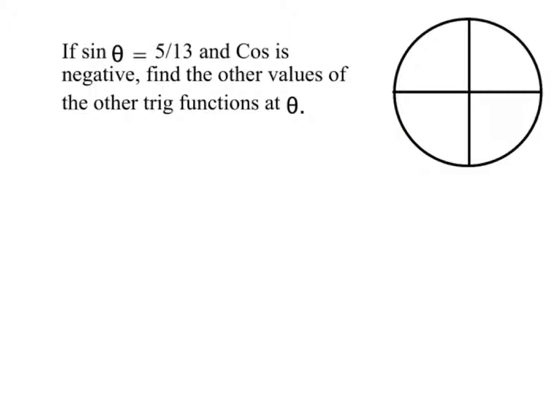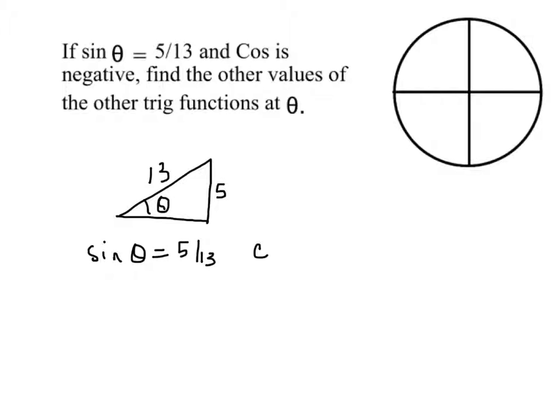This question says if sine is equal to 5/13 and cosine is negative, find the other values of the trig functions. Well, I think probably the easiest way to do that is to draw a triangle, and remember that sine is opposite over hypotenuse. So if that's theta, the opposite is 5, hypotenuse is 13. And of course, if I know that sine is 5/13, the one I know right away is cosecant. Its reciprocal function is 13/5.